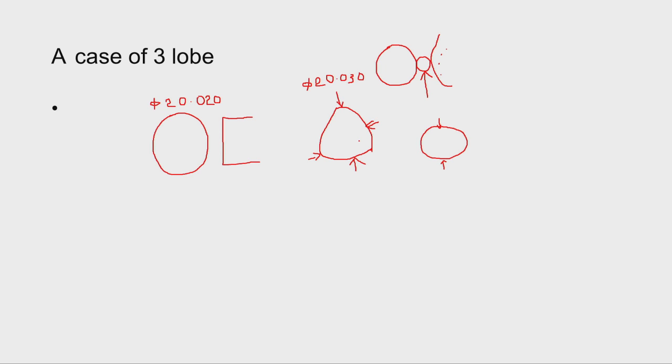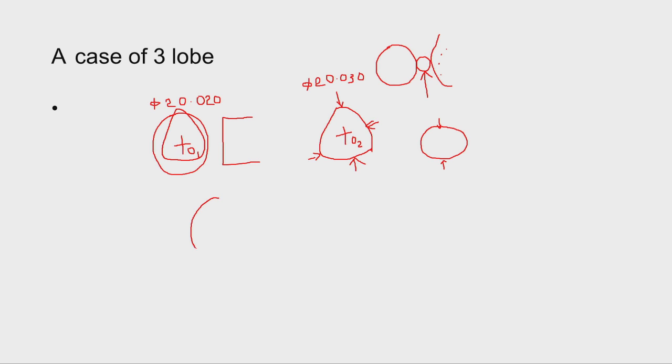But in actual practice, when we try to insert this 3 lobed shaft into the hole, it will enter. So, how is this possible? See, now if we try to insert this, this is the center of the hole O1, and this is the center of the shaft O2. Now, when both the centers coincide, the situation will be like this. That means O2 is coinciding with O1, then there will be interference.